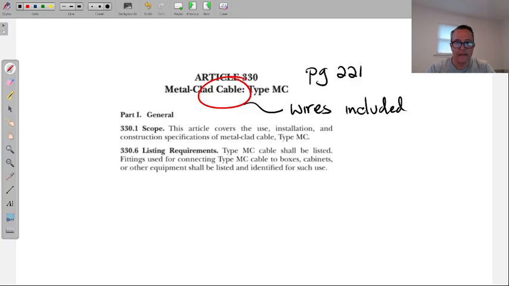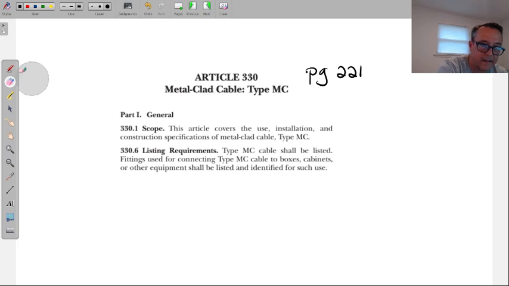All right, type MC cable shall be listed for fittings and all that. So the other thing you got to know about MC cable is that you got to make sure you're using the correct fittings for it. A lot of people try to get away with some fittings that aren't for MC cables. They're not using the red little bushing that goes with it. Redheads, they call them sometimes.